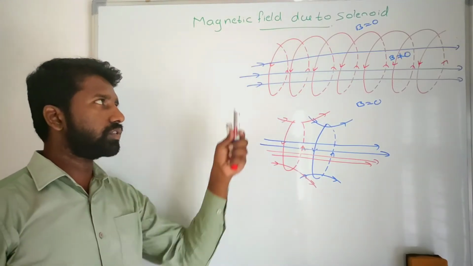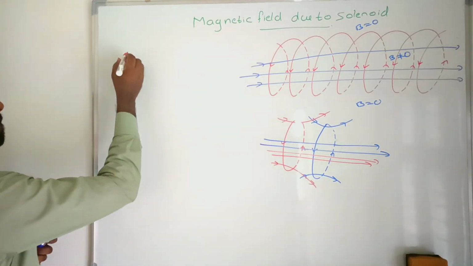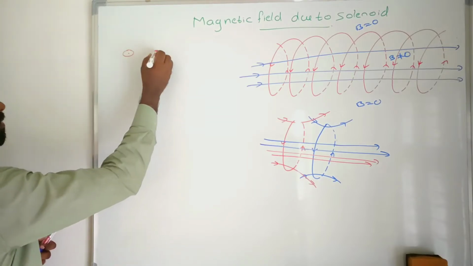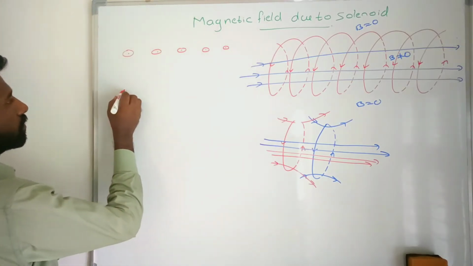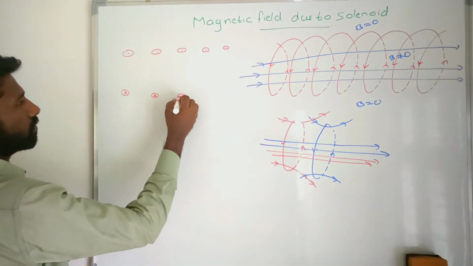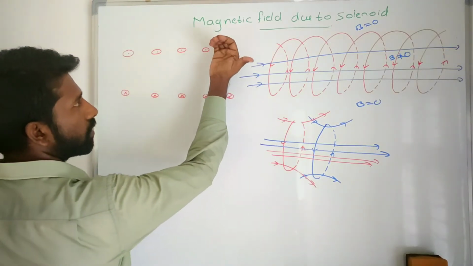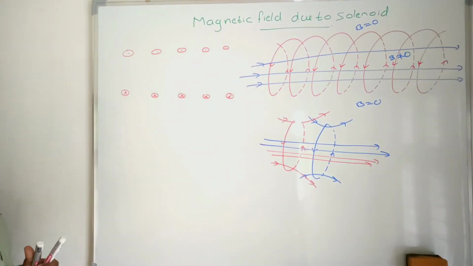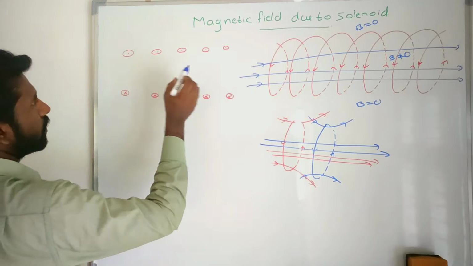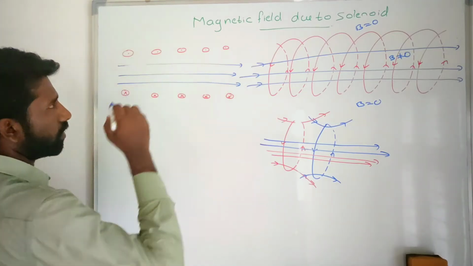Now we need to find out the magnitude. For that I am changing this diagram this way. You see, from this, the current is coming out and going into the page, coming out, going into it, coming out, going into it, through the solenoid. In this, the magnetic field is acting in which direction? Like this. We can consider the magnetic field is like this. This is uniform and strong.